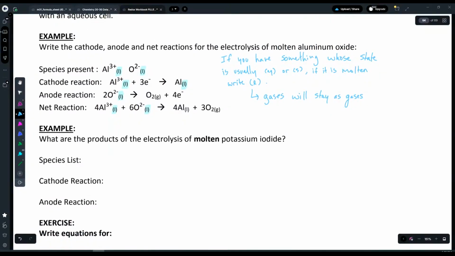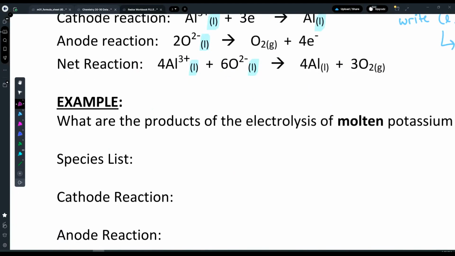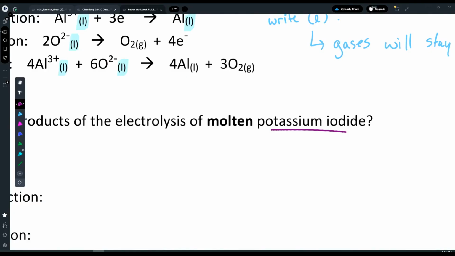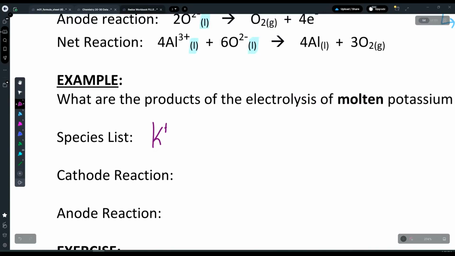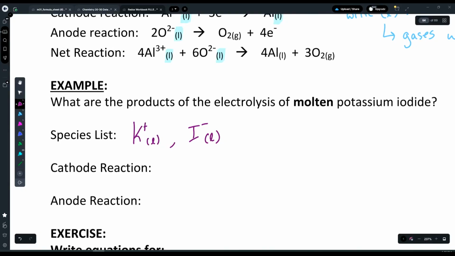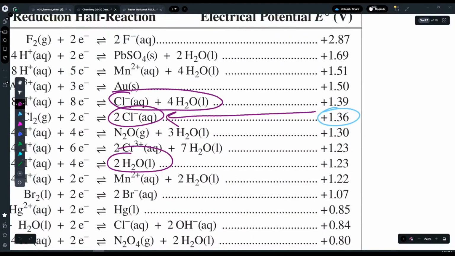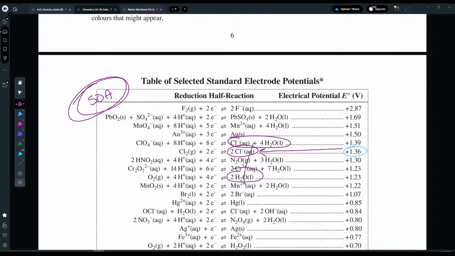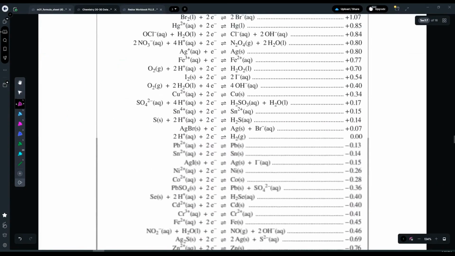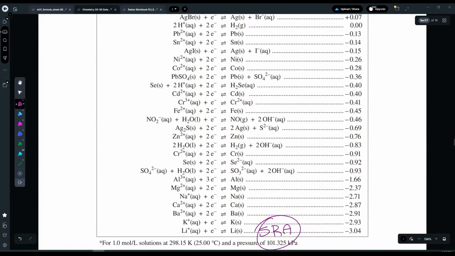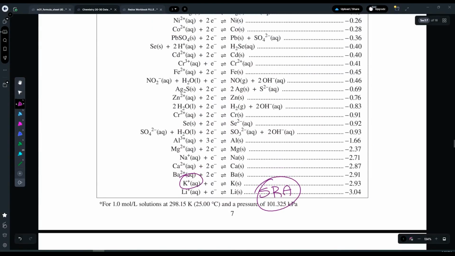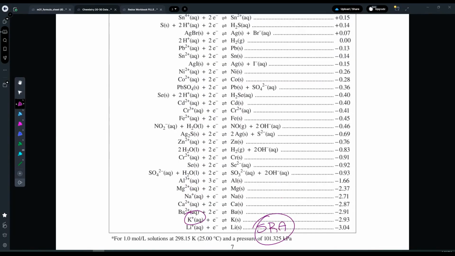All right, so we have another example. What are the products of the electrolysis of molten potassium iodide? So because it's molten, and this is an ionic compound, that means it's going to dissociate, and I've got to remember to put them as liquid. Okay, so for our cathode reaction and our anode reaction, we need to find those. So let's clean this up a little bit. Okay, so potassium I know is down here. Okay, and iodide.